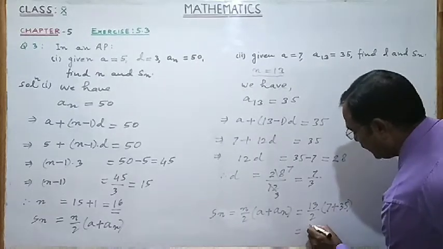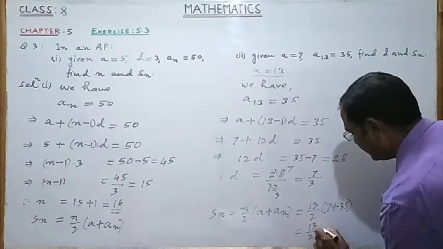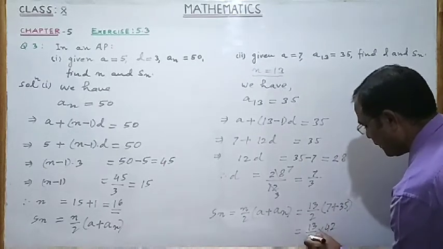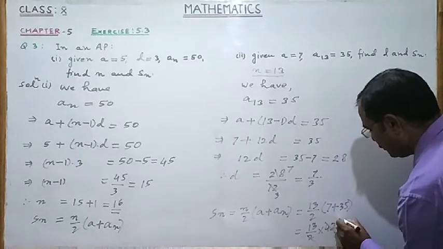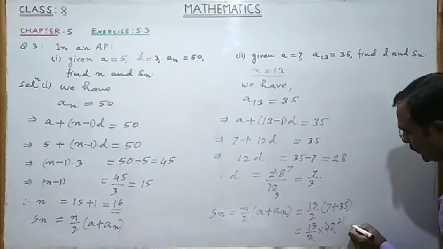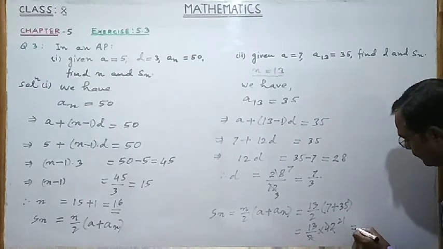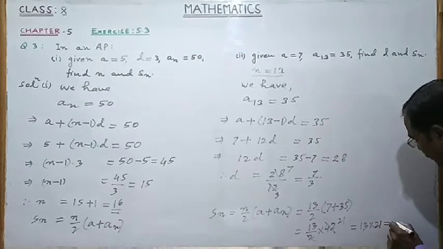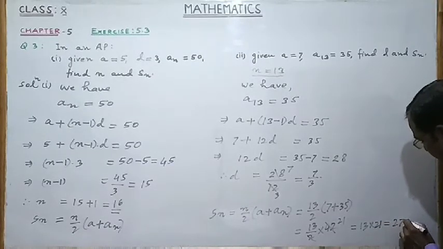This is equal to 13 by 2 into 42. 2 divides 42 21 times. So 13 into 21 equal to 273.